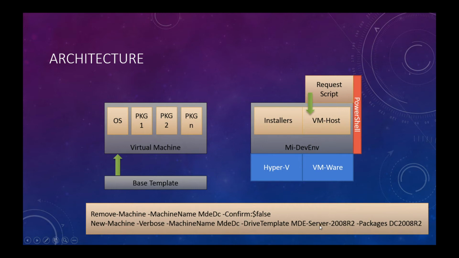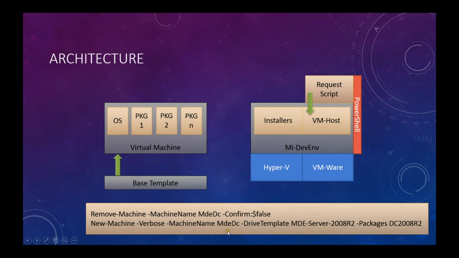By default, Mi-DevEnv uses the base template as a differencing disk. So every machine that's created from that template, a new file is created, and any differences between that virtual machine and the base template are stored in that file. So if the base template was maybe, let's say, 48 gigabytes, you could have any number of virtual machines based on that template using the minimal amount of disk space.